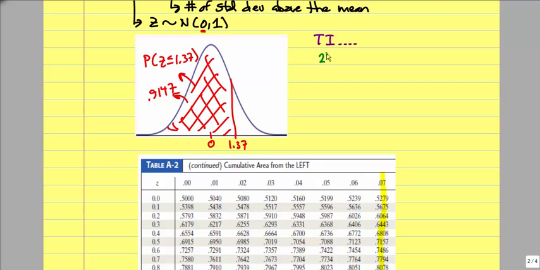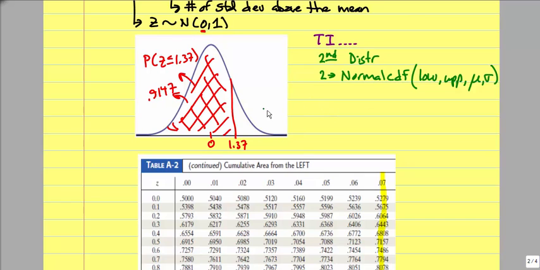Remember, that's under the second DISTR. It's the second option, normal CDF. Now CDF stands for cumulative distribution function, so we're talking about the accumulated area to the left. For the normal CDF function, I put in my lower bound, my upper bound, and then my mean and my standard deviation. So it always goes lower, upper, mean, standard deviation.